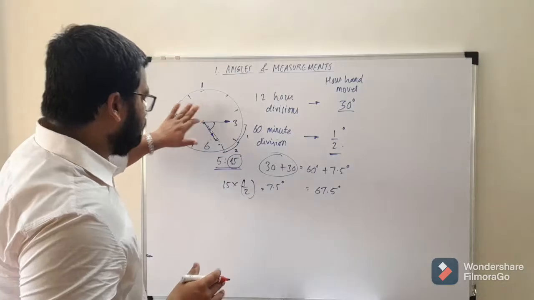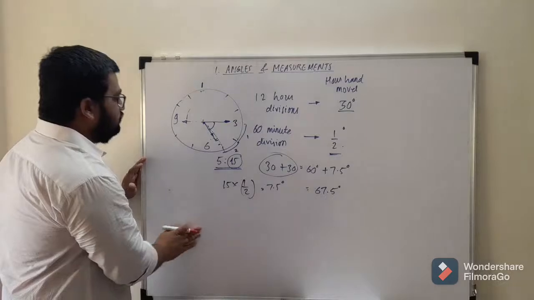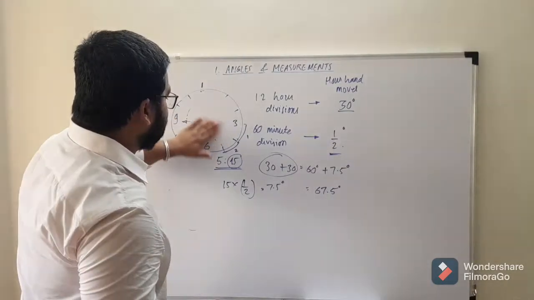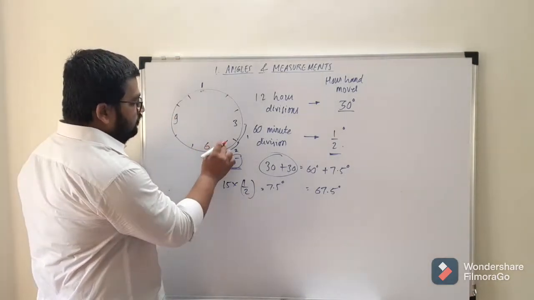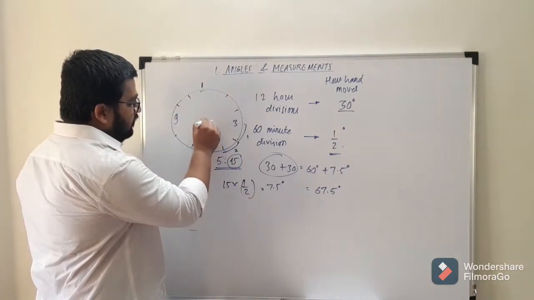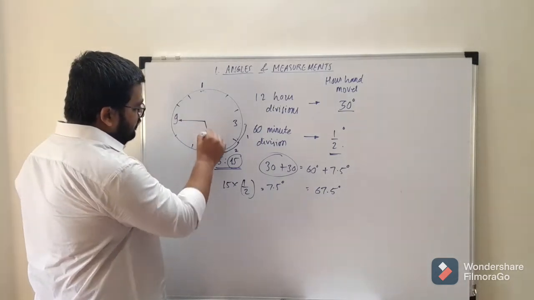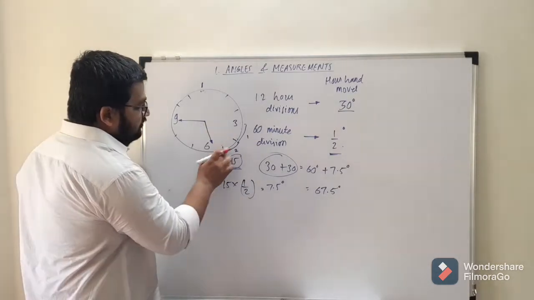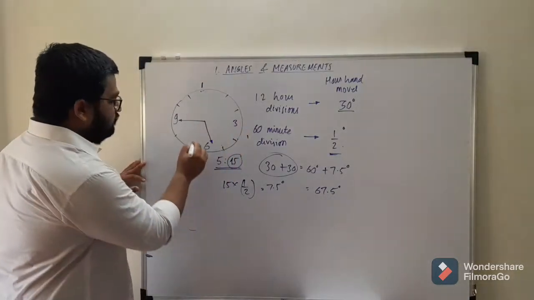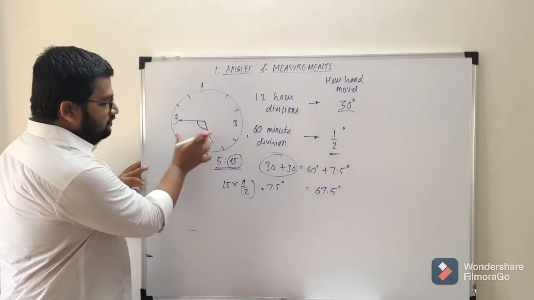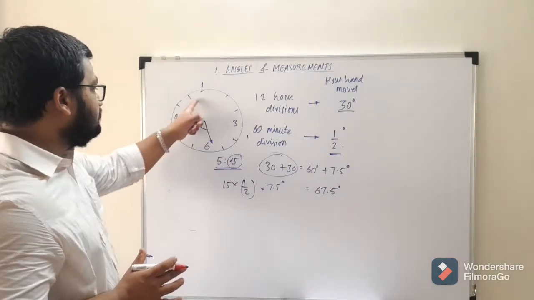Suppose the time is 5:45. We considered 5:15 before; now suppose the time is 5:45. I'll do this in the same diagram. What will we do? At 5:45, the minute hand will be here, and the hour hand will be nearer to 6. So suppose we have to calculate this angle. The hour hand will be closer to 6 as it is reaching the 12 mark.